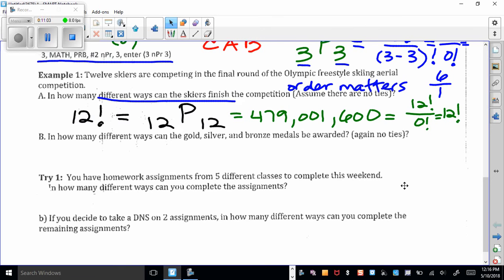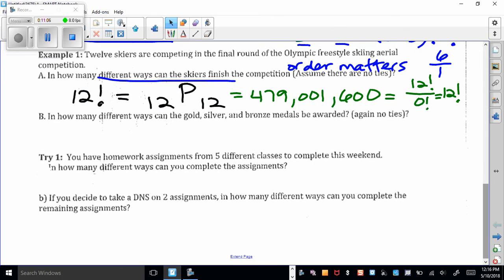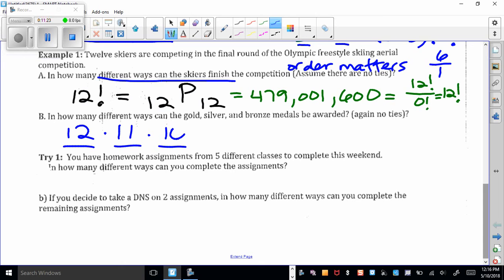Now in part B, we're getting gold, silver, and bronze. So we don't care about the 4th through 12th place. We're just looking at 1st, 2nd, and 3rd. So you have 12 for 1st place, 11 choices for 2nd place, and 10 choices for 3rd place. We have 12 people, order matters because gold, silver, and bronze are very different, and you're only taking 3 things.